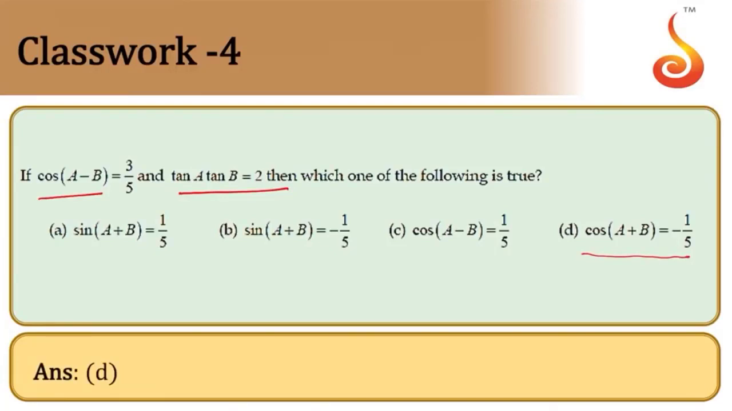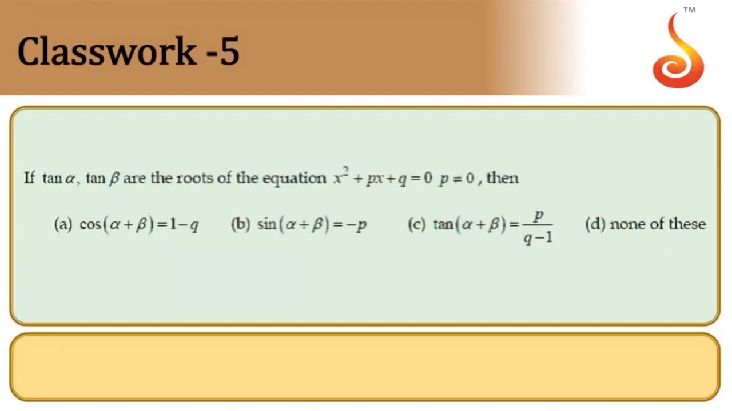Clear? Right. Let's proceed to example 5. tan alpha and tan beta are the roots of this equation. So we can write the sum of the roots: tan alpha plus tan beta is equal to minus b by a, and tan alpha tan beta, the product of the roots, is equal to q.